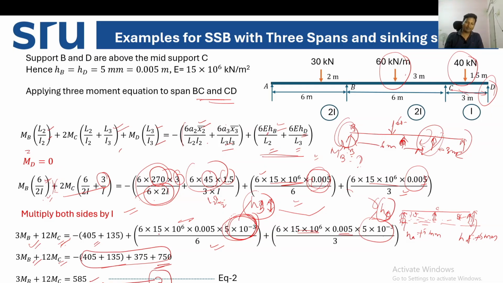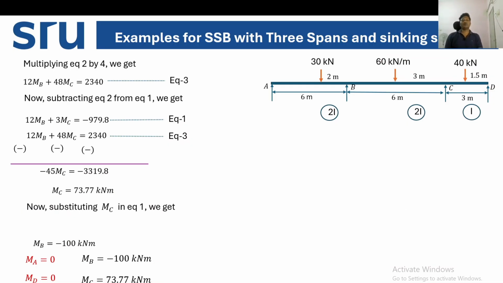So we have applied this three moment equation for the first two spans, span AB and BC, and we have written the equation, that is equation 1. Then we have considered the spans BC and CD, with both in one continuous moving condition, and we have rewritten the equation, that is equation 2. So now we have two equations.